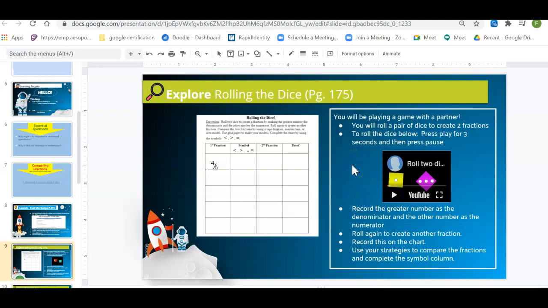All right, so what do we have here? So we've got, looks like 3 as the bigger number, which is going to be the denominator, and 1 is going to be our numerator. So 1/3 is what we have here.